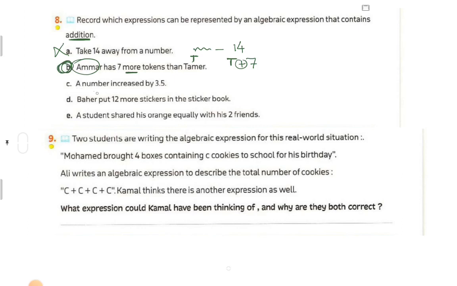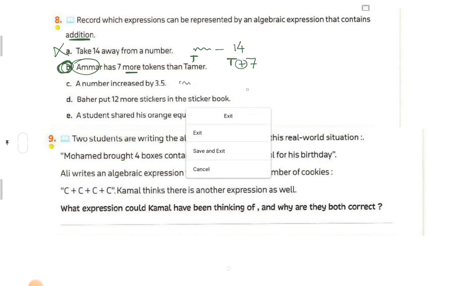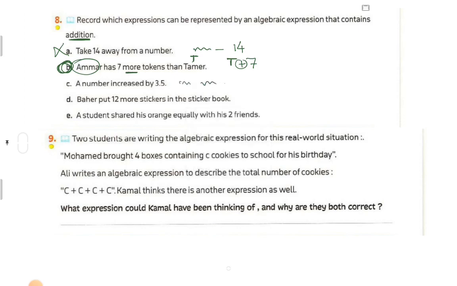A number increased by 3.5. A number increased by 3.5. We have here addition. Bahar put 12 more stickers in the sticker book. A sticker book has B. Okay, more means plus.